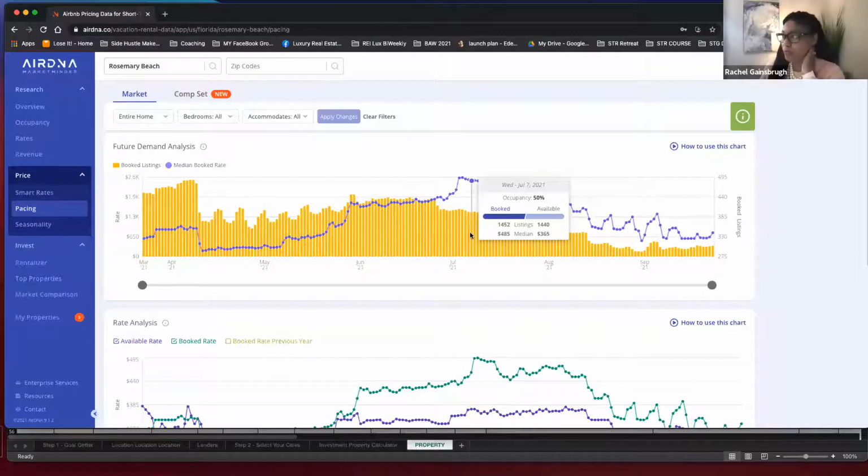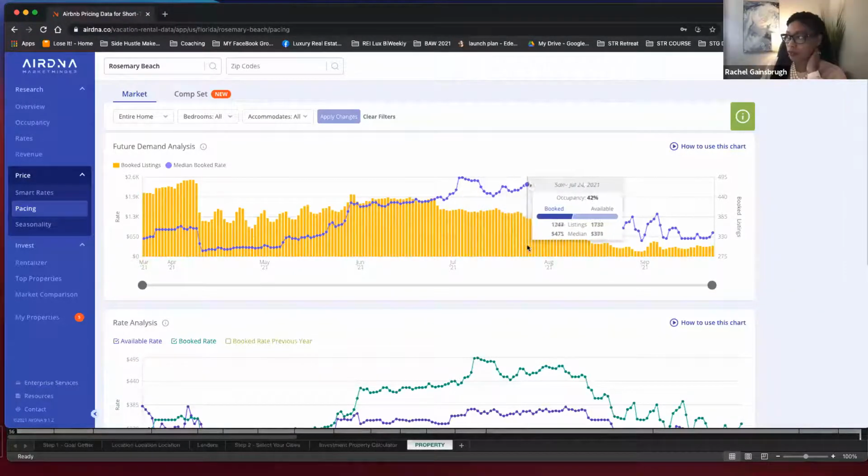So if I wasn't booked right now in July, I wouldn't necessarily be rushing to reduce my prices. I would just wait patiently, because if I know that my property is a top property, and all of these properties are booked at the higher rate, there's no reason for me to leave my daily rate at $365. So that's kind of what I look at when I'm reviewing the pacing.